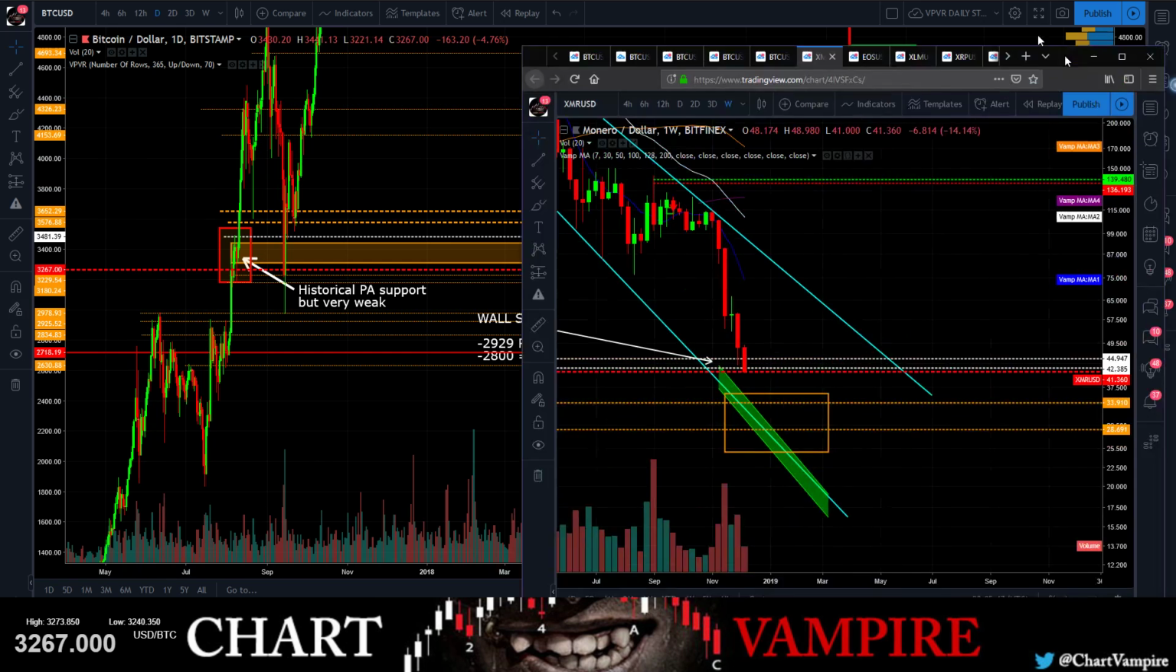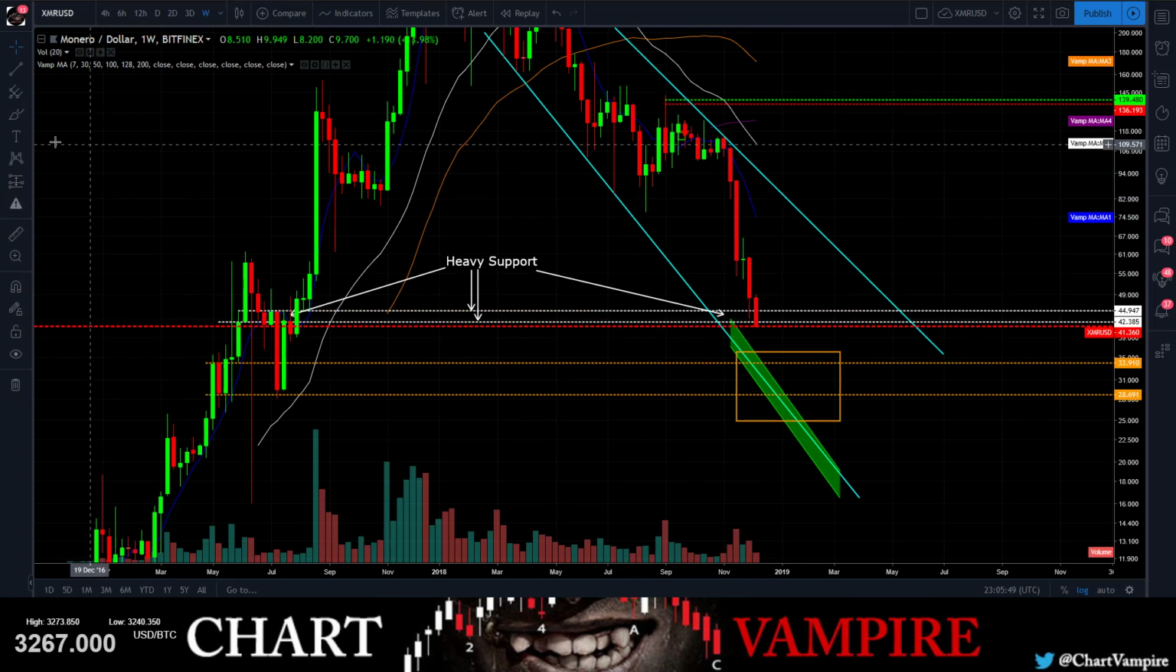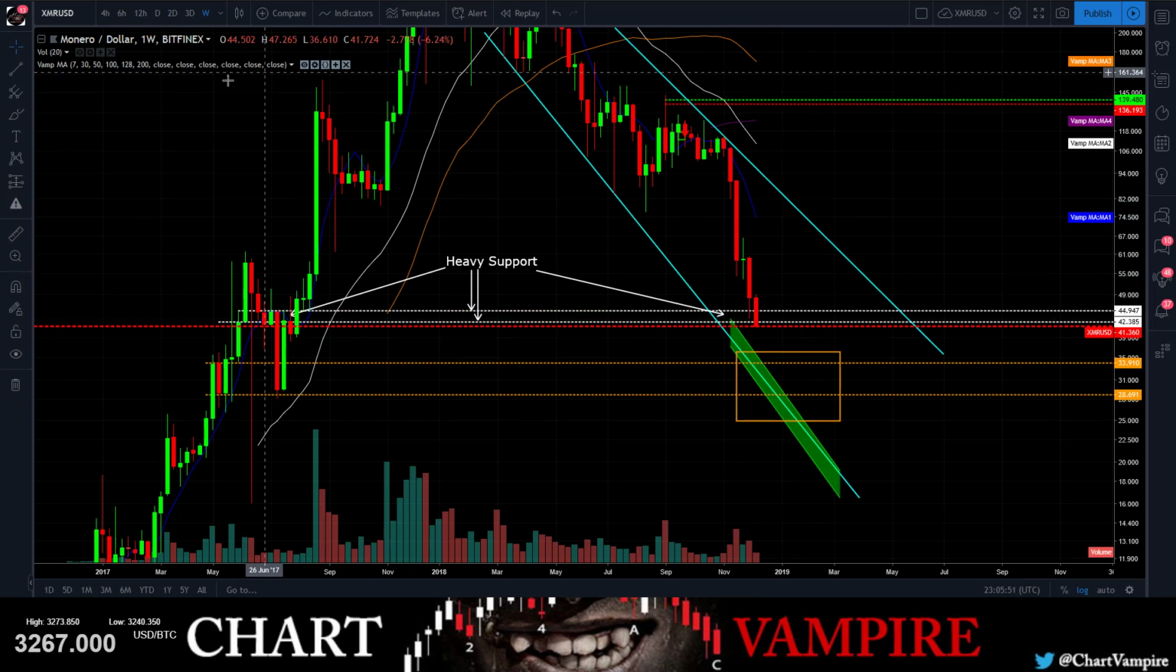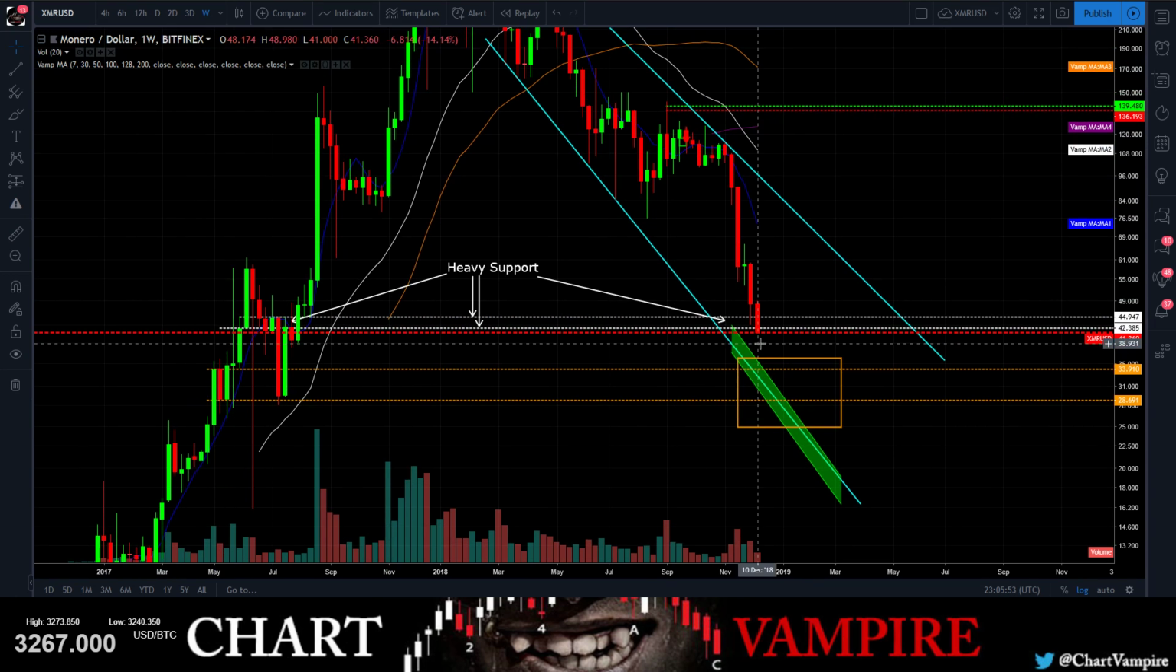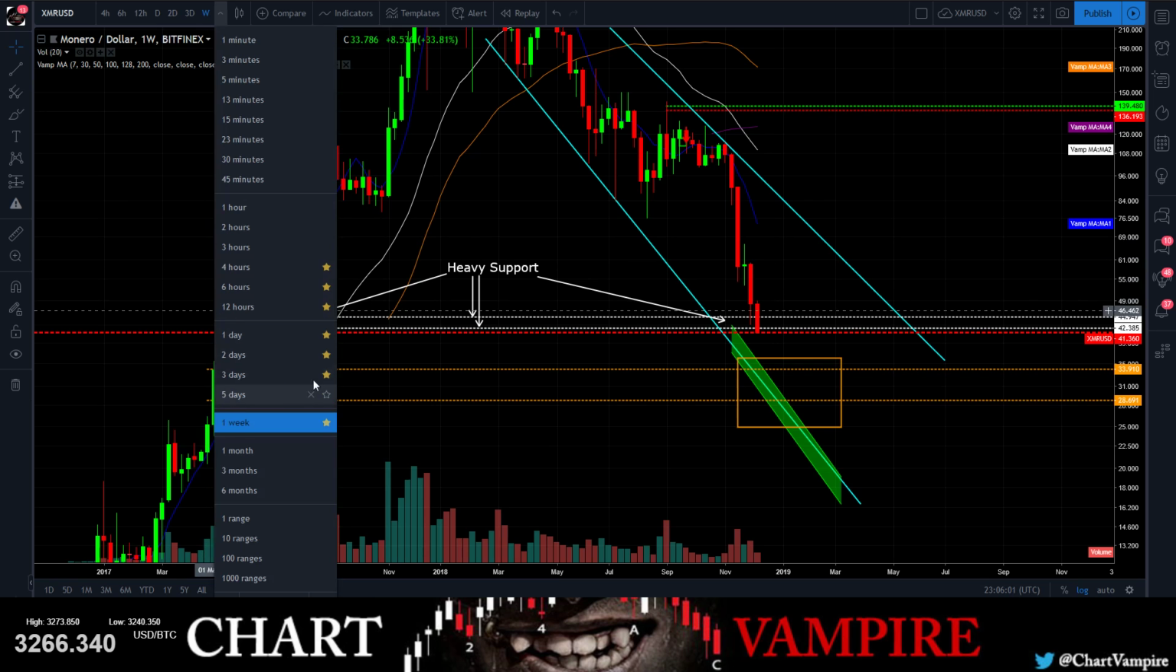Let's go over a couple other little trades that we're in. We've been saying Monero broke both monthly supports right there. You broke your weekly supports, you broke your monthly supports, and that's pretty much it. Monero is looking like it's in trouble. There's our target area for Monero.